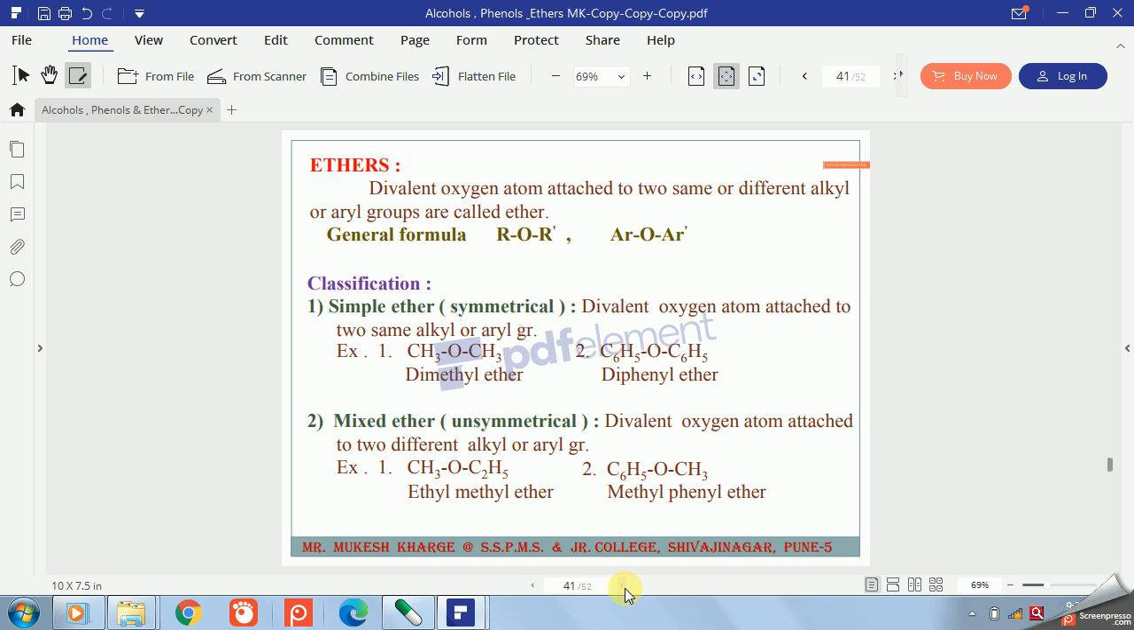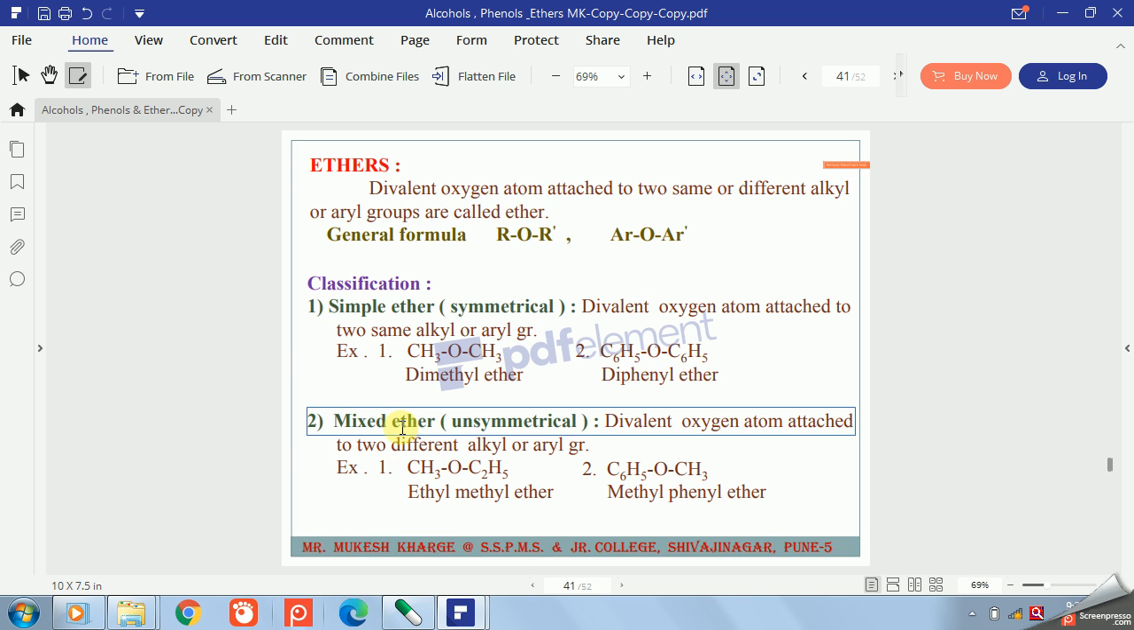The ethers in which both the alkyl or aryl groups attached to oxygen atom are same. Here example is given: CH3OCH3. So both the groups are same and they are methyl, so use the word di because they are two in number. So dimethyl ether is the name for that compound. Then another example, if we use C6H5, means phenyl groups attached to oxygen, then the name is diphenyl ether.